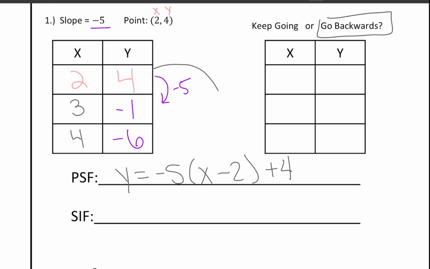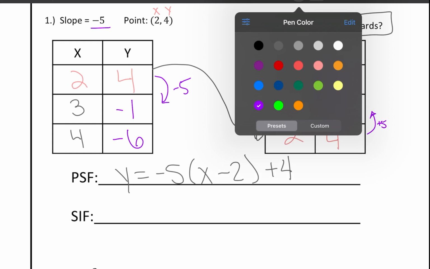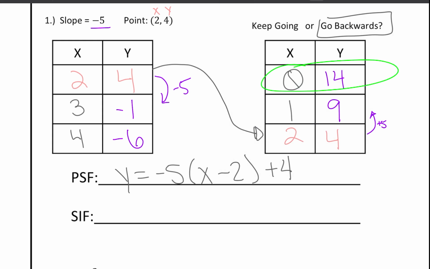So we're going to take this first point that we had, 2, 4, and we're going to go backwards. So above 2 will be a 1, above 1 will be a 0, above 4 will be a 9, above 9 will be a 14. Because if we go backwards on our table here, we would be adding by 5. And now we have our y-intercept, which is 14.